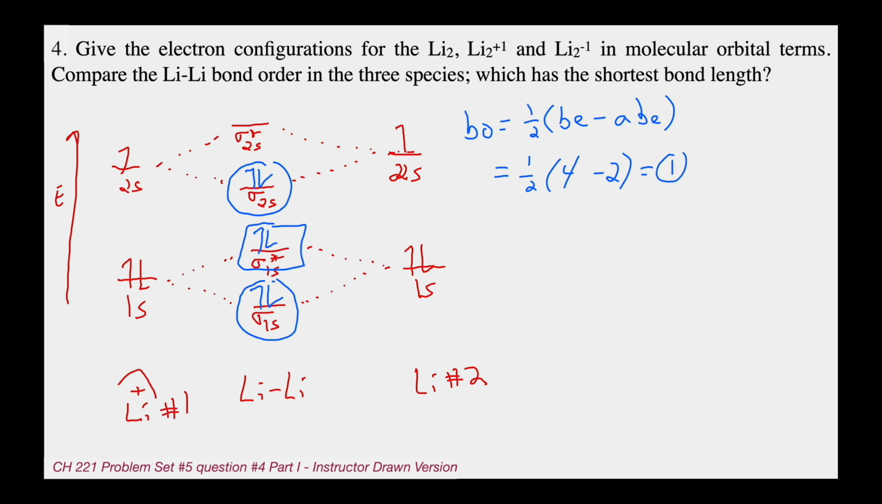And if your bond order is greater than 0, it should exist. So dilithium, Li2, exists, all right? It's a real molecule. If we would have calculated 0 for the bond order, then we would have said, oh no, nothing's going to happen. But in this case, yeah, we definitely have something going on.